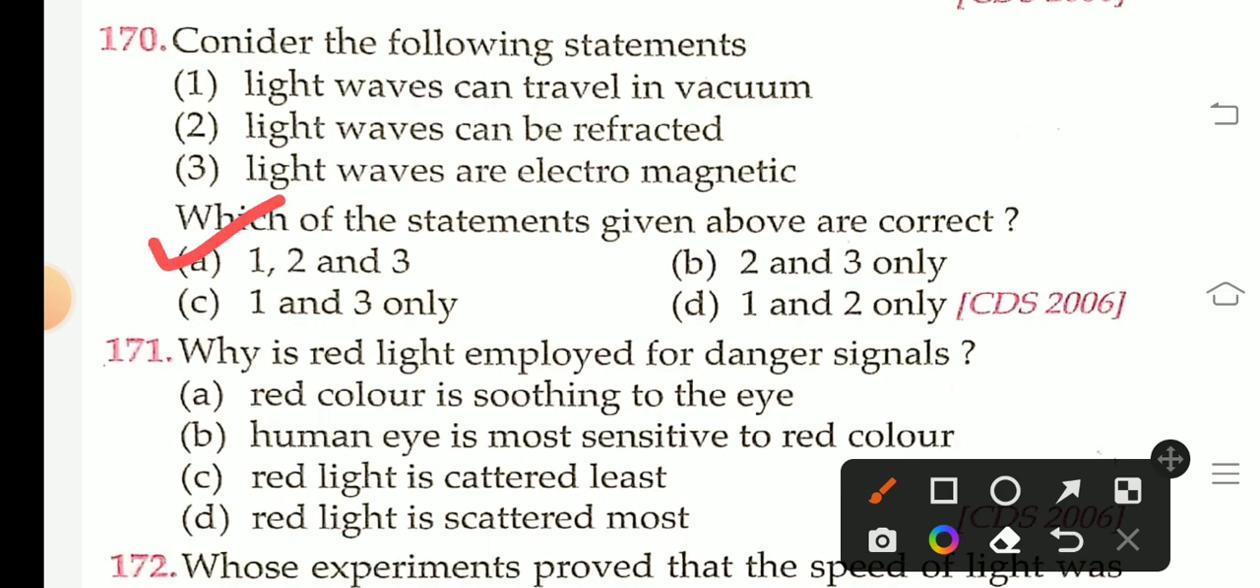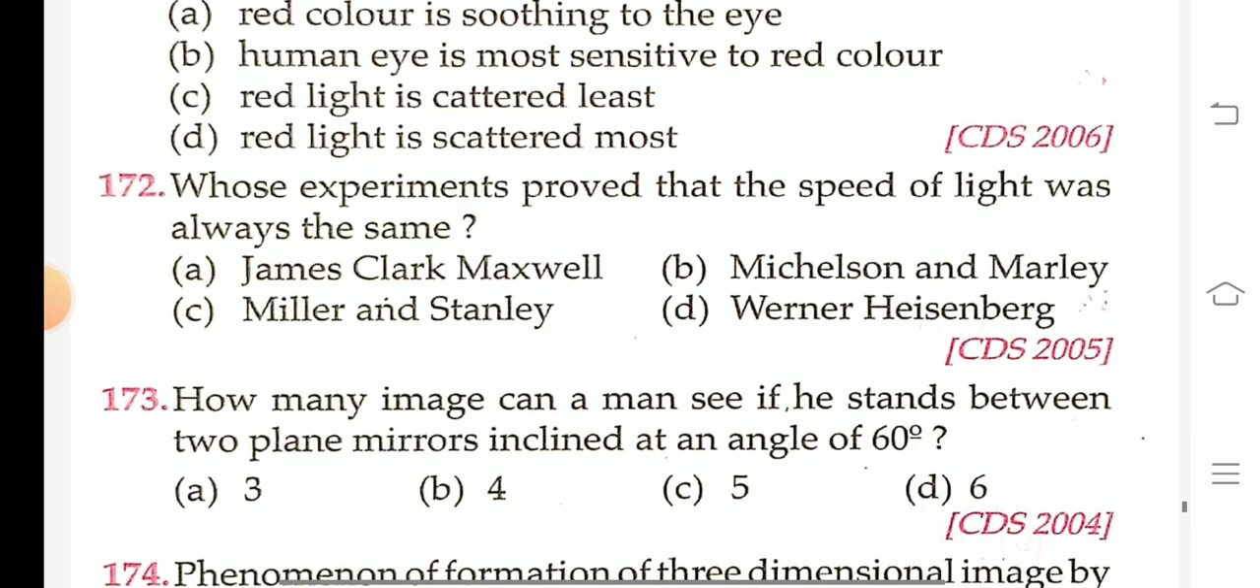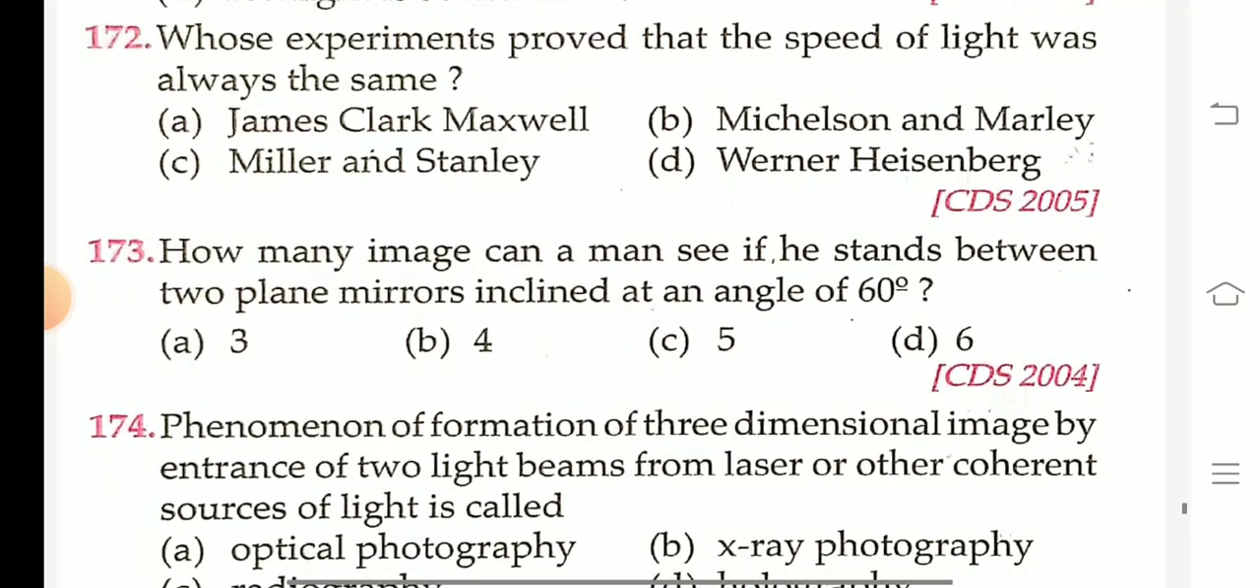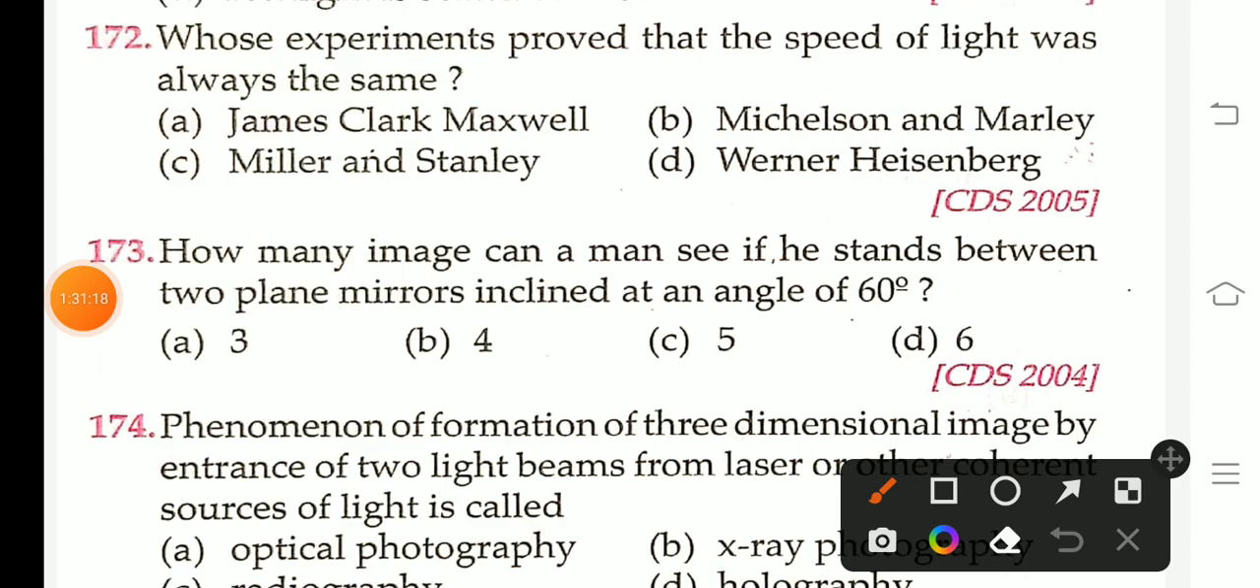Next, why is red light employed for danger signals? Right answer option C. Red light is scattered least. Next, whose experiments proved that the speed of light was always the same? Right answer option B. Michelson and Morley.